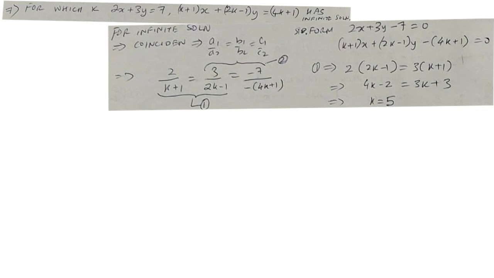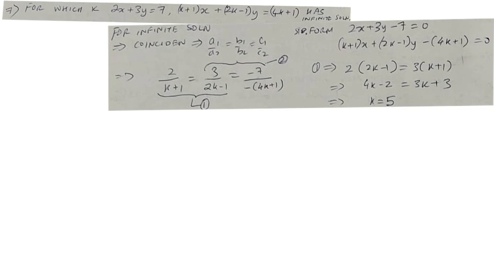First we write it in standard form, which is 2x plus 3y minus 7 is equal to 0, and the second one is (k plus 1)x plus (2k minus 1)y minus (4k plus 1) equal to 0. So again, substituting for a1 and a2, you get 2 by k plus 1 is equal to 3 divided by 2k minus 1 is equal to minus 7 divided by minus (4k plus 1). Okay, so 2 divided by k plus 1 is equal to 3 divided by 2k minus 1 can be taken as equation 1, and the other equality can be taken as equation 2.